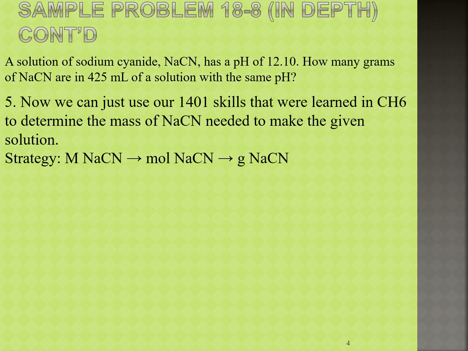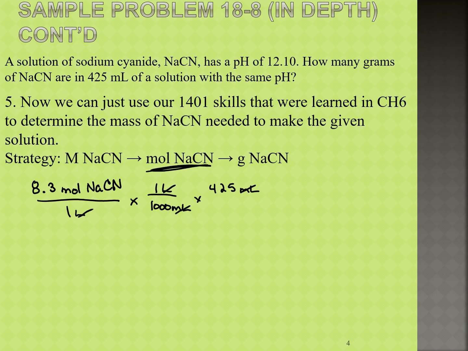So we're going to start with the molarity of my sodium cyanide. Well, the molarity of sodium cyanide is going to be the same as the molarity of our cyanide, which is 8.3 moles of NaCN per liter of solution. All right, I want to get this into moles of sodium cyanide. So I'm going to say there's 1 liter per 1,000 milliliters times our 425 milliliters. That would give us our moles of sodium cyanide.